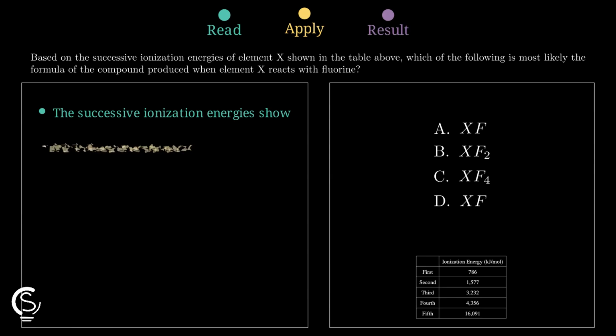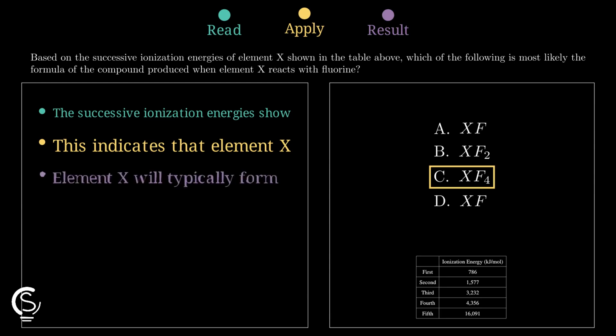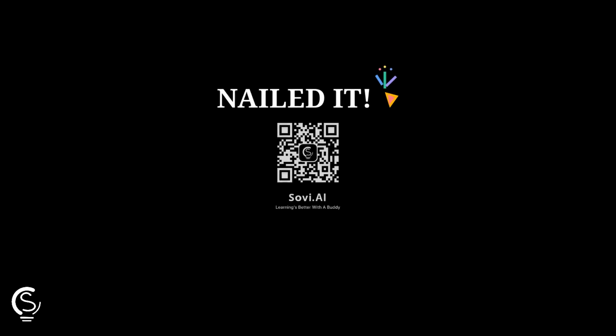Fluorine forms -1 ions, so an element that becomes +4 balances with 4 fluorines, giving XF4, which matches option C. Well done! Option C.